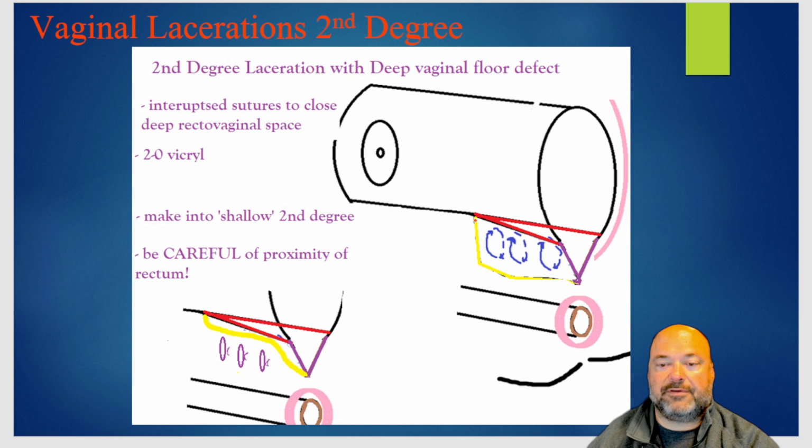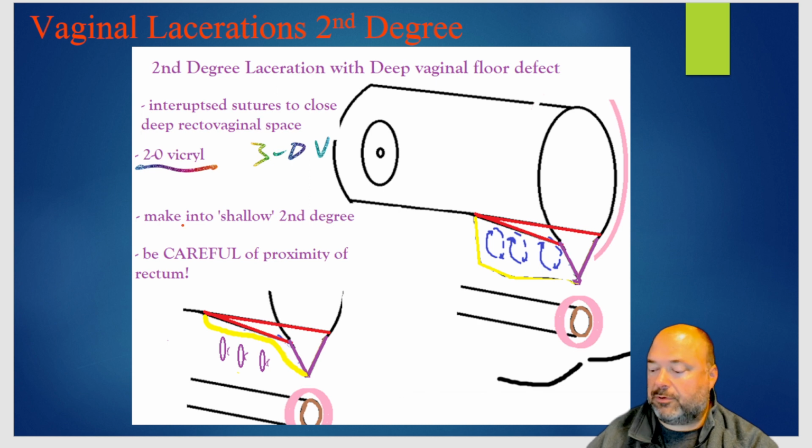So if you have, as we talked about, this very deep defect, I tend to close those with interrupted sutures, and I tend to use a 2-0 Vicryl. For my typical second degree closure, I tend to use a 3-0 Vicryl, but if I'm doing something that's a little bit more of a higher tension area, closing the sphincter, for instance, with a 3rd degree, or closing deep aspects of the perineal body or that perivaginal tissue, I like a bit of a bigger suture for that.